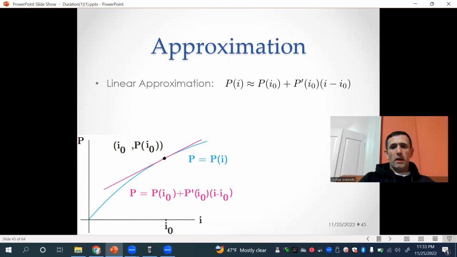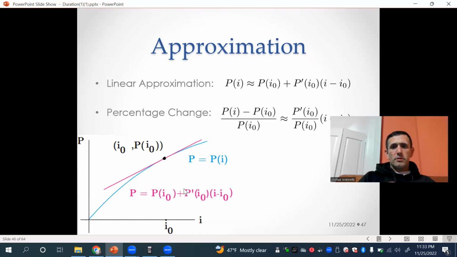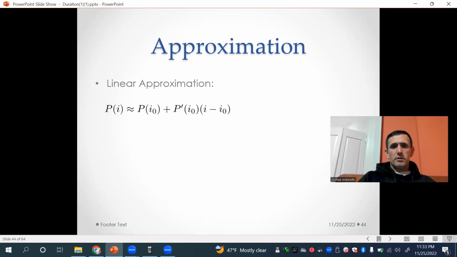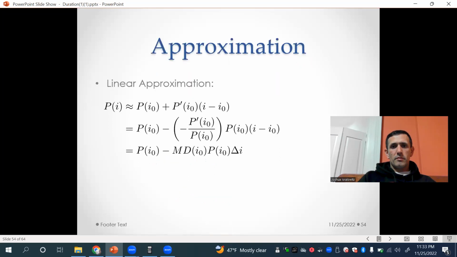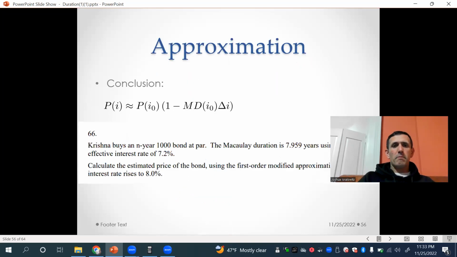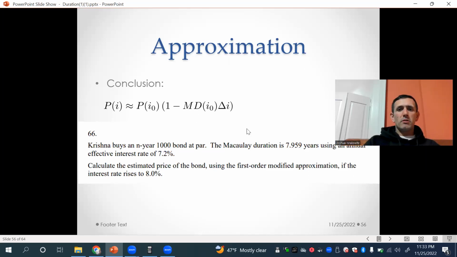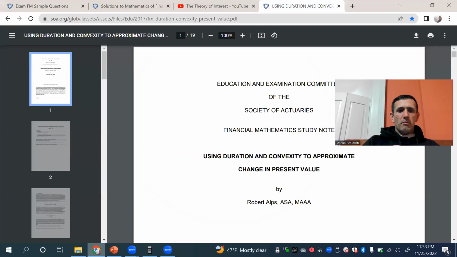I'm sorry. Where is it? Yeah, sorry. Given right here. This is my first order modified approximation. All right. And this is actually proven that it's always a better approximation in this PDF written by Robert Alps.